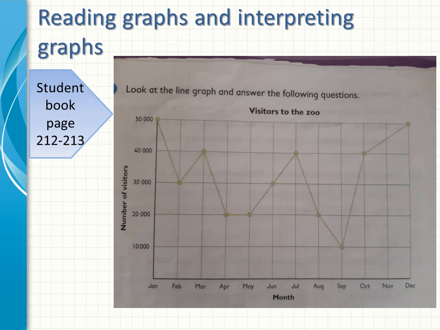All these other numbers appear twice, but we have 20,000 appearing 3 times. That means it appears more than any other number. So, our mode for this graph is 20,000. Okay? All right then. Now let's see the next one.